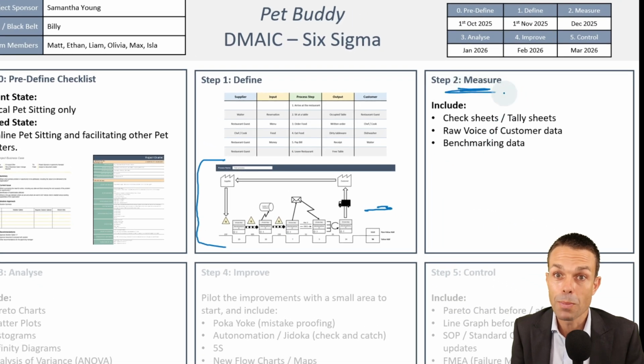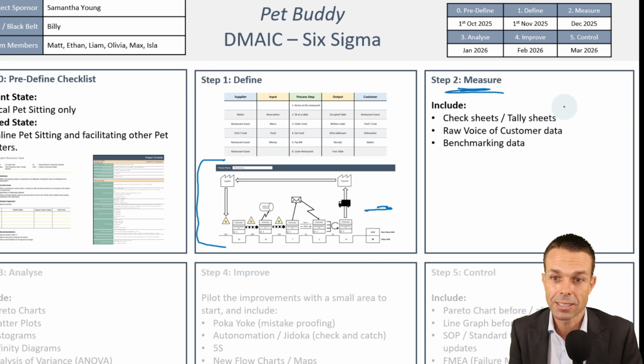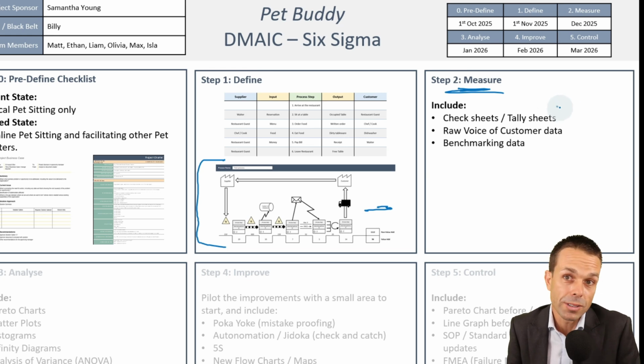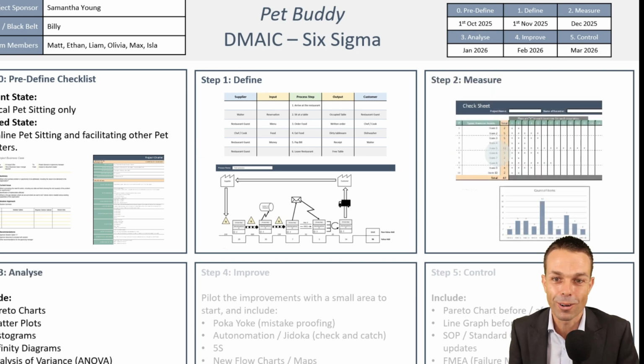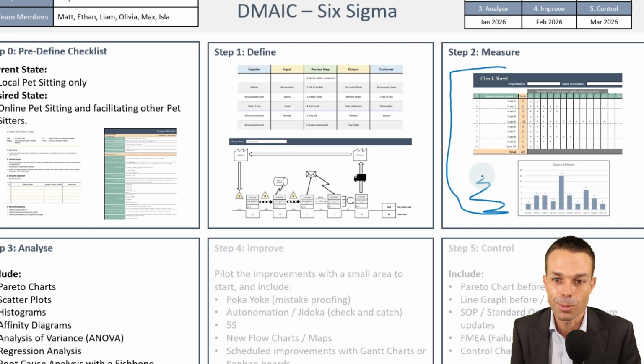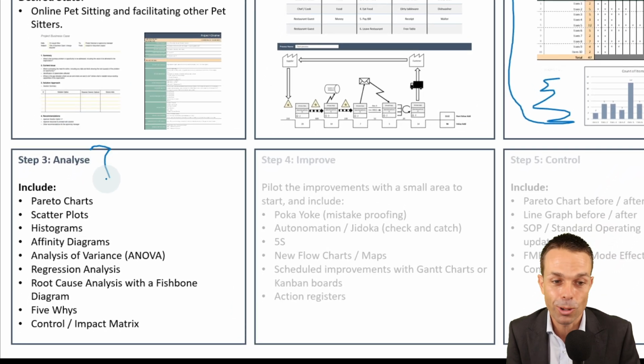And then we want to measure the current state. So we can use check sheets or tally sheets. How many customers have we got? What's the addressable market? Any benchmarking data from our benchmarking things that we have seen before, and there we go, some nice data appears. Then we want to analyze all of that data.